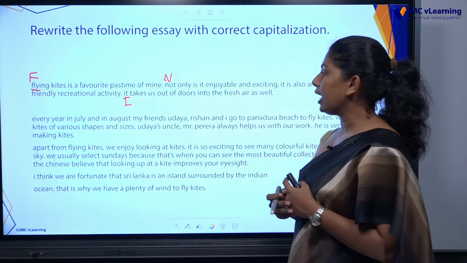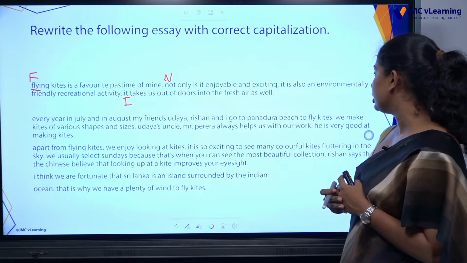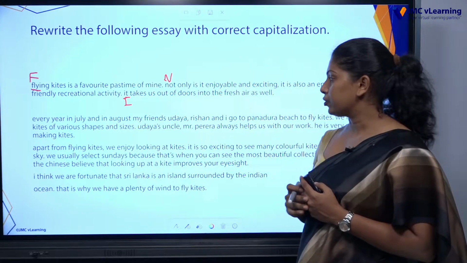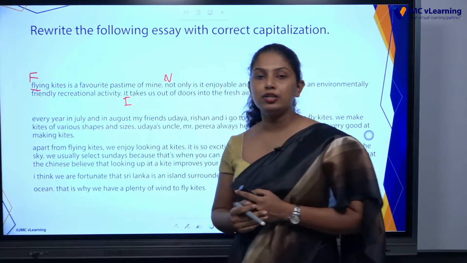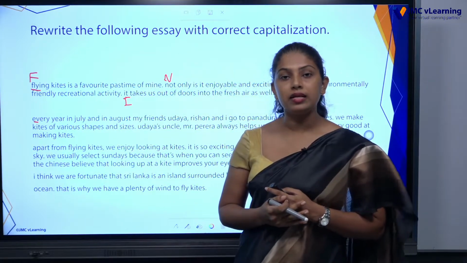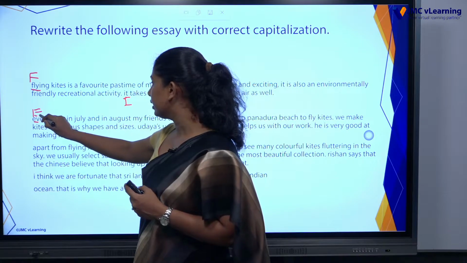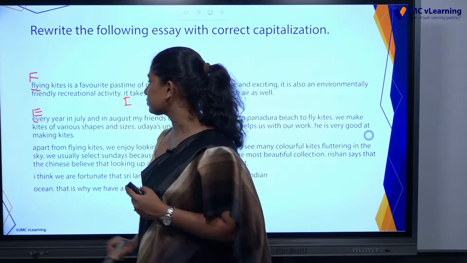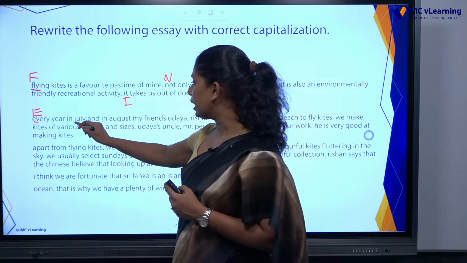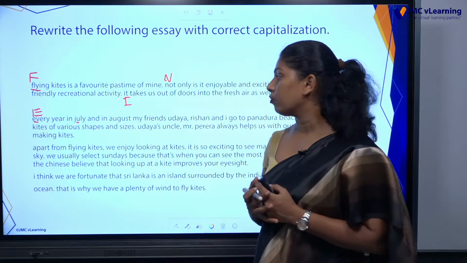Every year in July and in August, my friends Udaya, Rishan and I go to Panadura beach to fly kites. Here you can see many mistakes. Let's go through that. Here the sentence was started using a simple letter E. But can we write that in a simple letter? No, we have to write a capital letter because that is the start of a sentence. So here we have to write capital E. Then every year in July. Here you can see the name of a month. Can we write a simple letter when we are starting the name of a month?